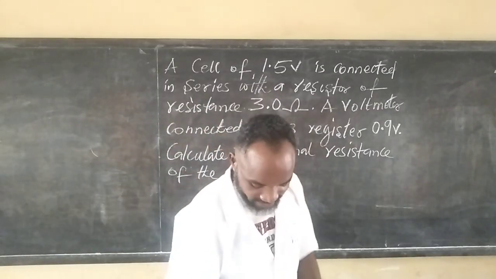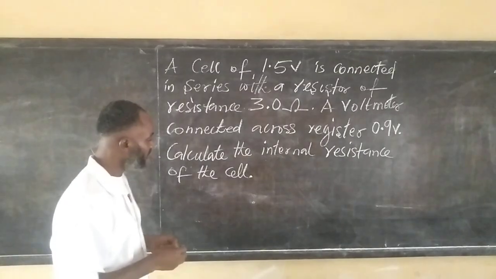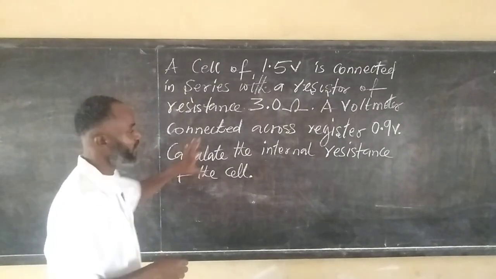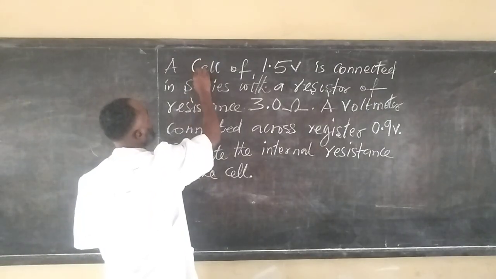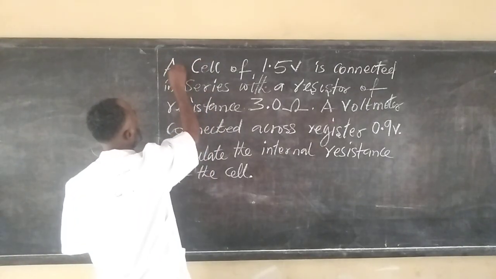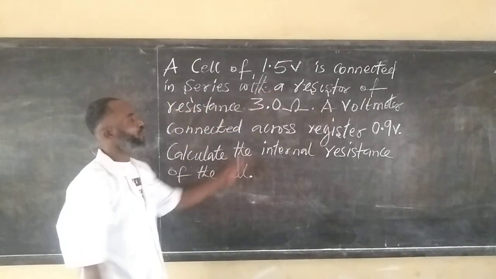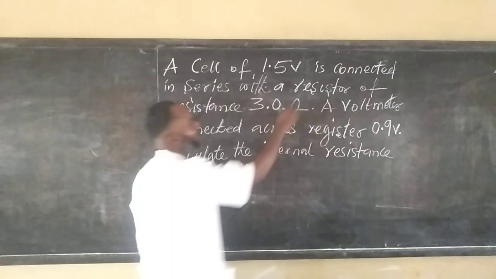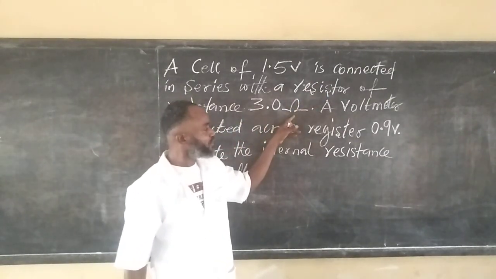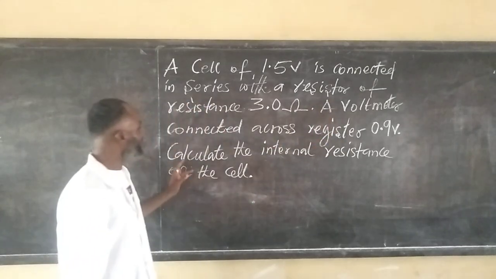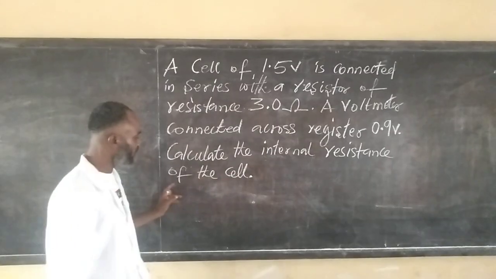Internal resistance of a circuit, that is where the question is taken from. A cell of 1.5 volts is connected in series with a resistor of resistance 3.0 ohms. A voltmeter connected across the resistor reads 0.9 volts. Calculate the internal resistance of the cell.